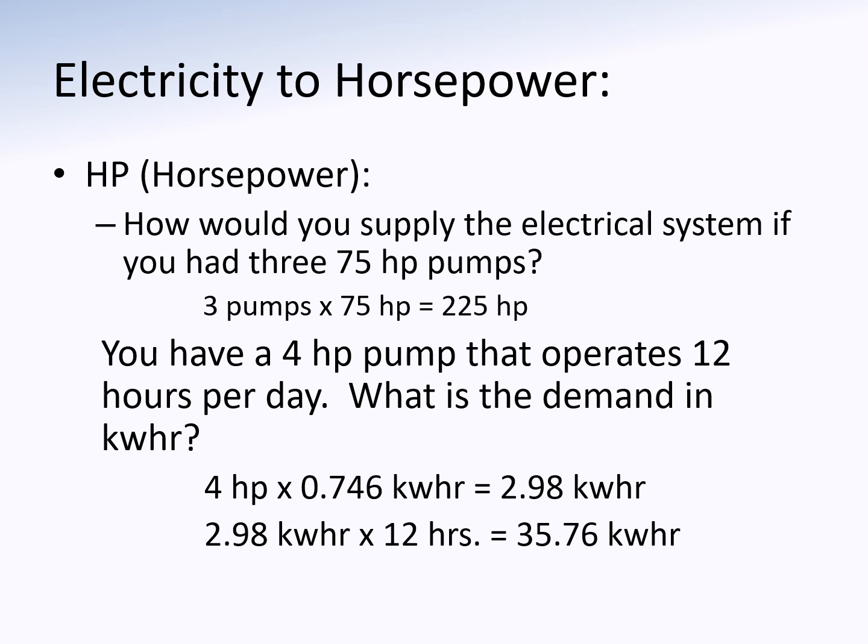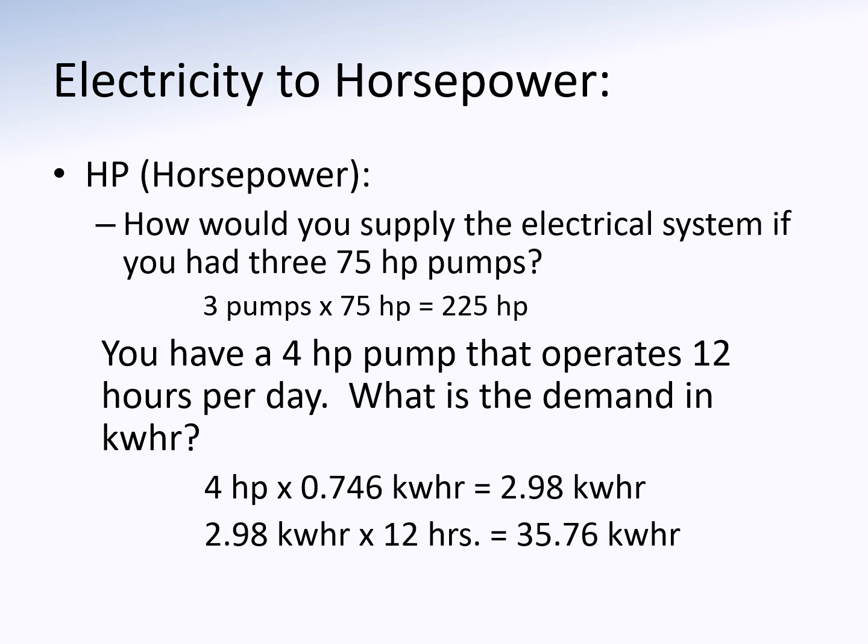Here we have a couple more examples. If you had to supply the electrical system to three 75 horsepower pumps, what does that calculate? So 3 times 75, and you get 225 horsepower, which is required to be able to operate those three pumps.